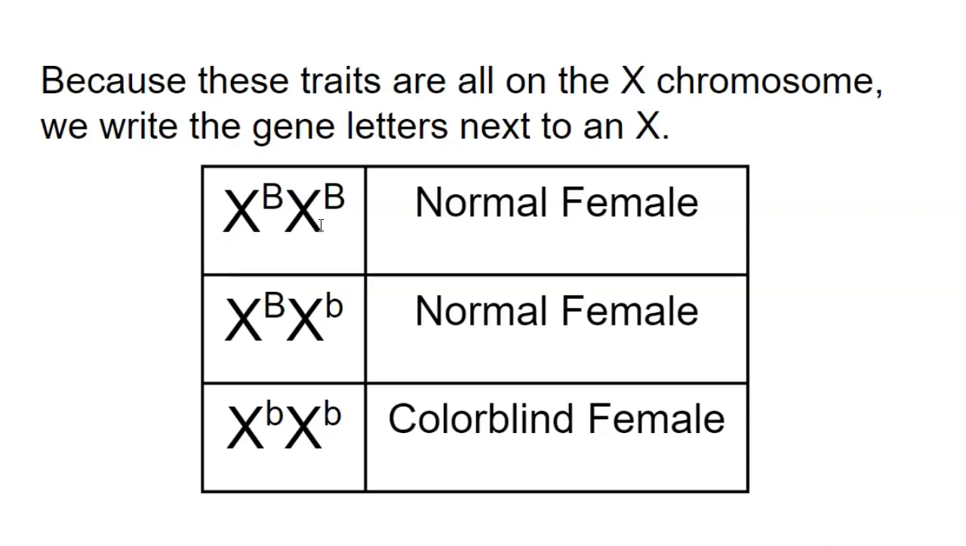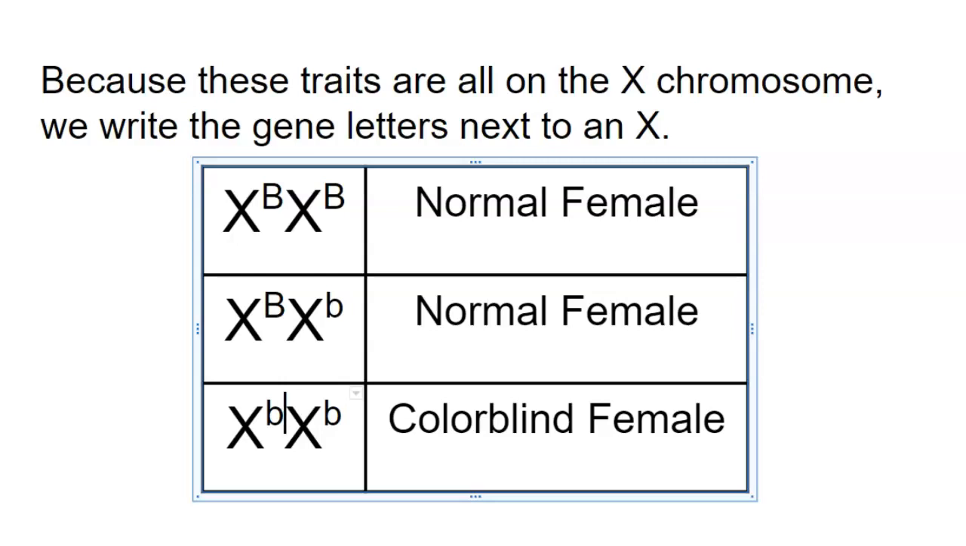Don't worry about writing anything yet. Notice this is a female. Why? They have two X's. All of these are females. So if they have two capital letters, they're going to be normal, not colorblind. If they've got one of each letter, still normal because normal is dominant. But if they have two recessive, then they're going to be colorblind.